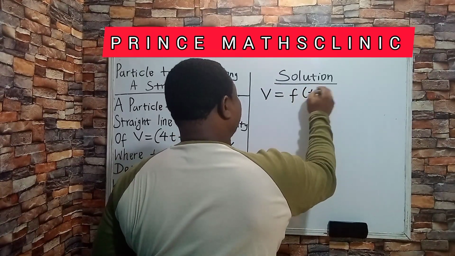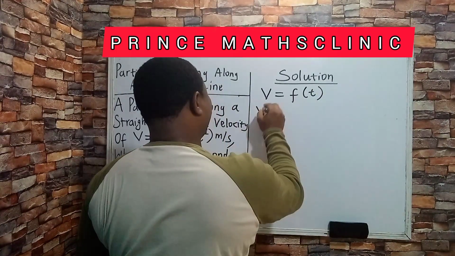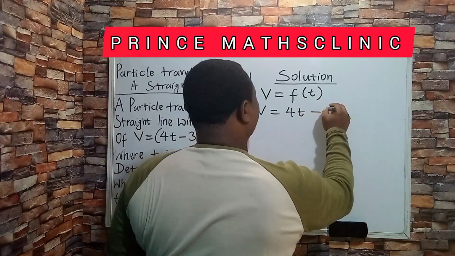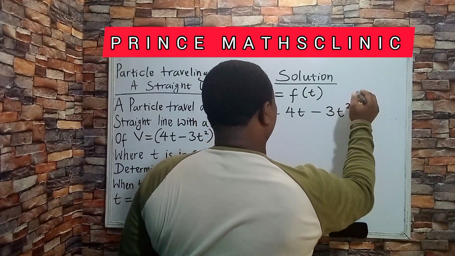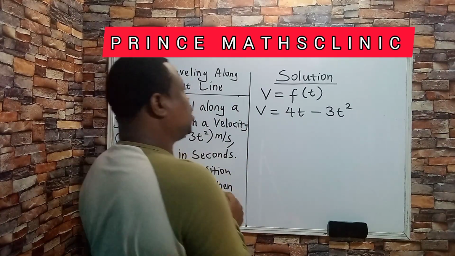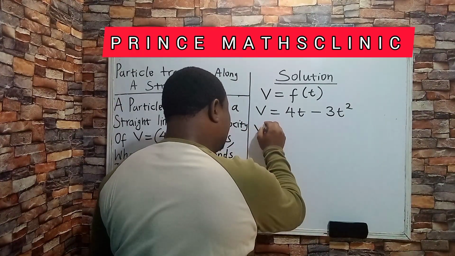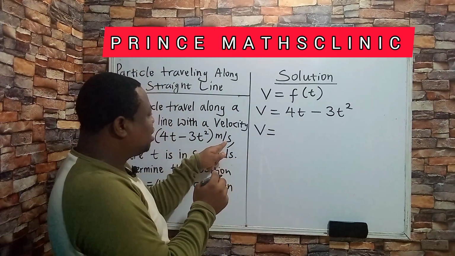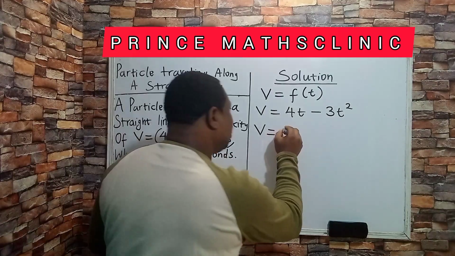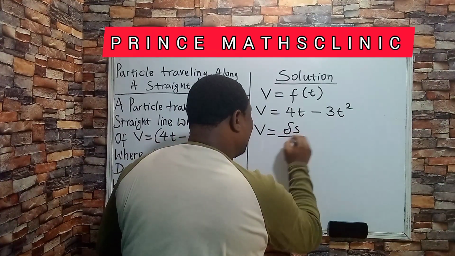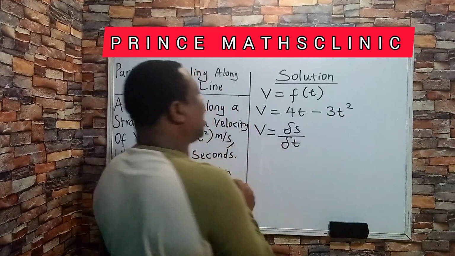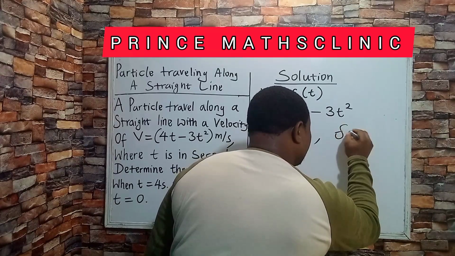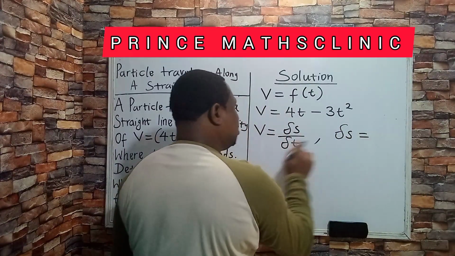We know that velocity is a function of time, and we are given that v is 4t minus 3t squared. Velocity can also be found from the unit: meters over seconds, which means change in distance over change in time. So if I cross multiply, I will have ds equal to v dt.